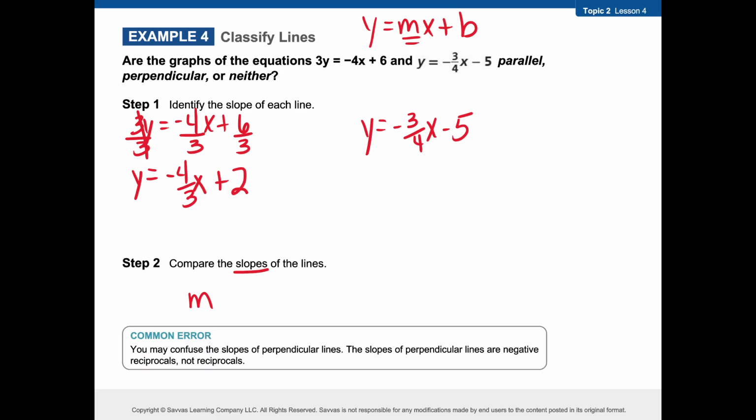Next, compare the slopes. The first one has a slope of negative 4/3. The second one has a slope of negative 3 over something. For them to be parallel, the two slopes would have to be identical, which they are not. In order for them to be perpendicular, they would have to be opposite signs and reciprocals of each other. They are reciprocals, but they're both negative, so they would not form 90-degree angles. So this one would be neither.